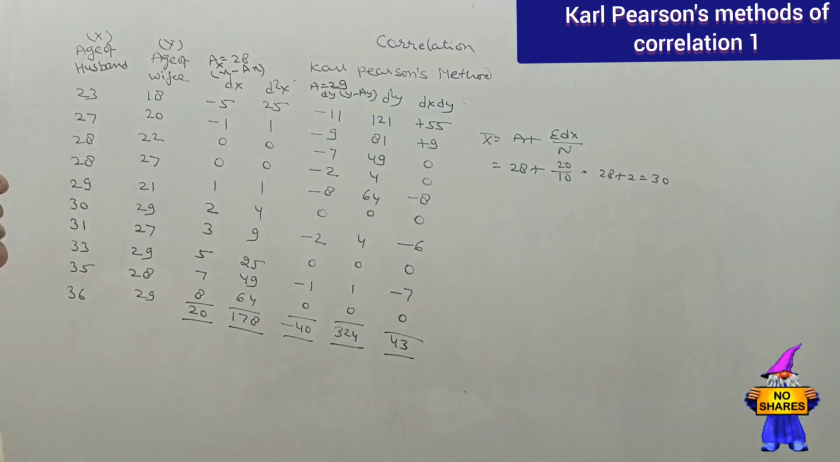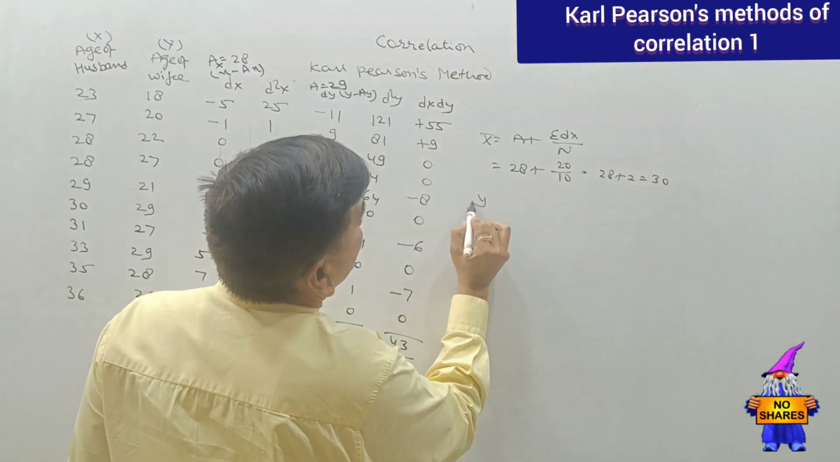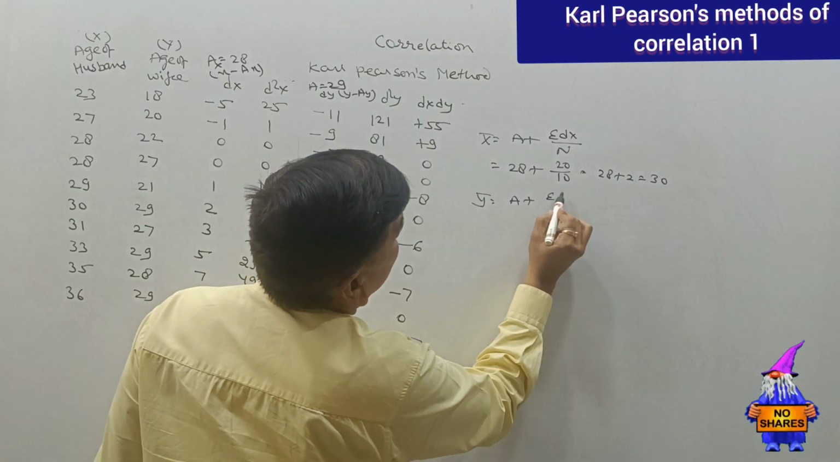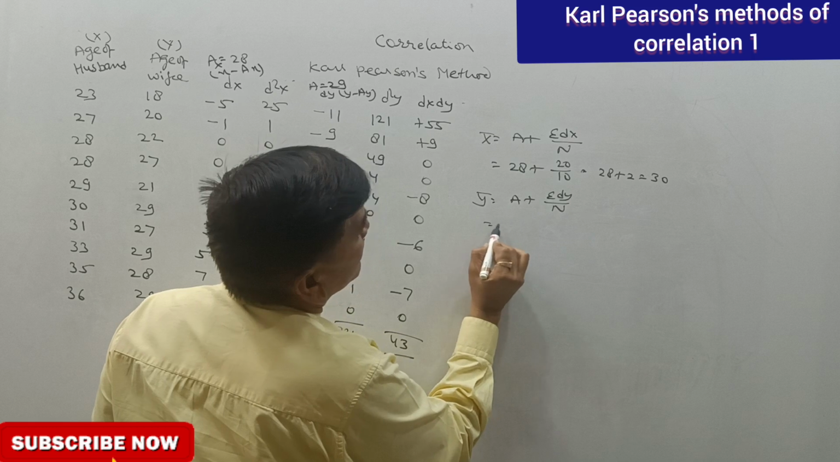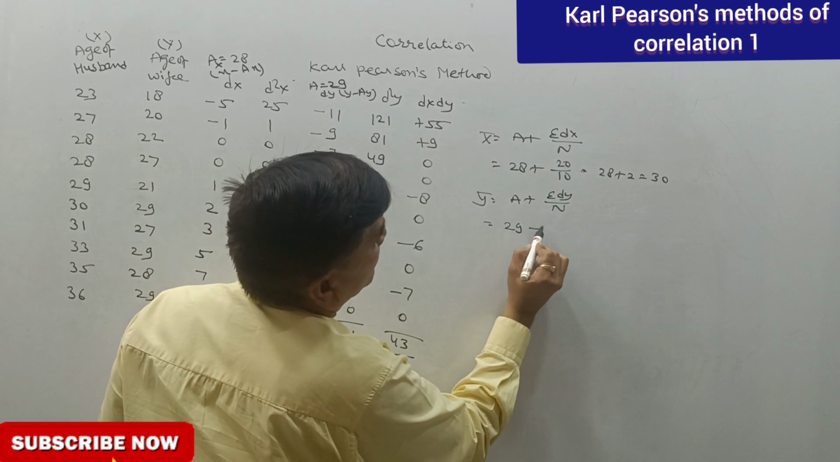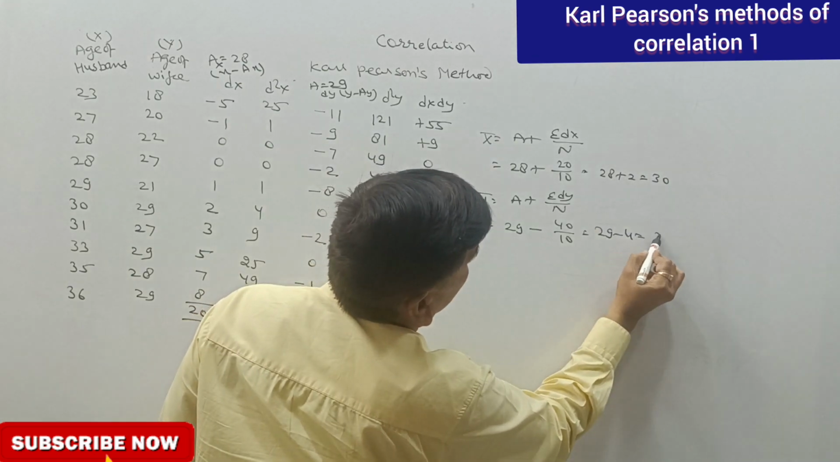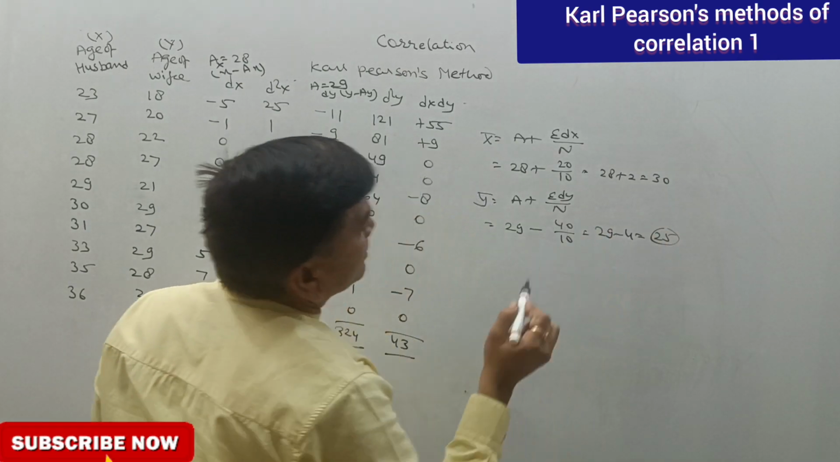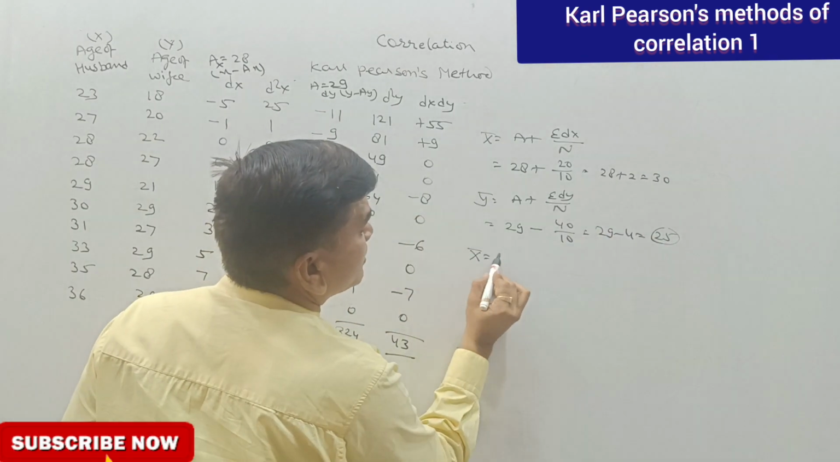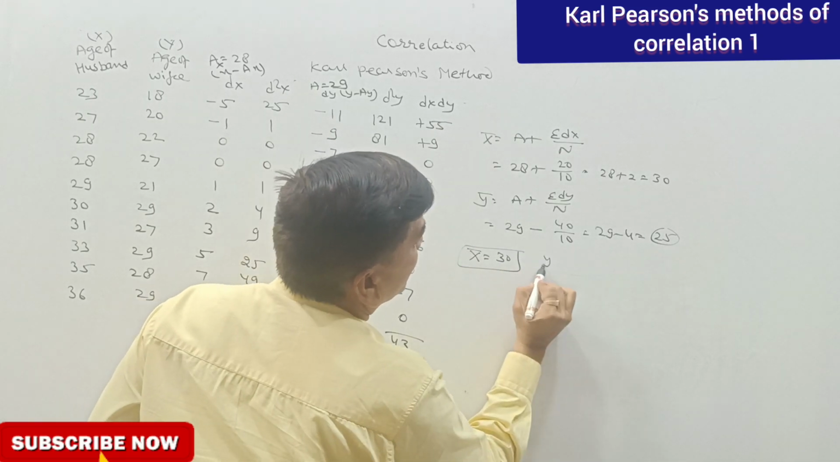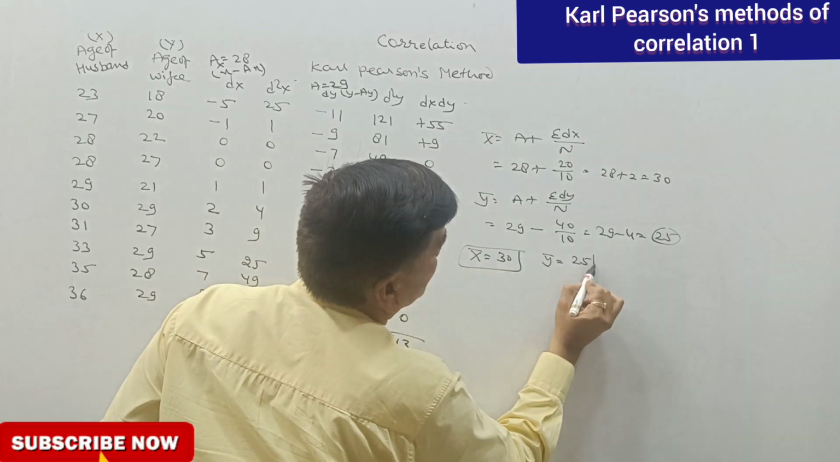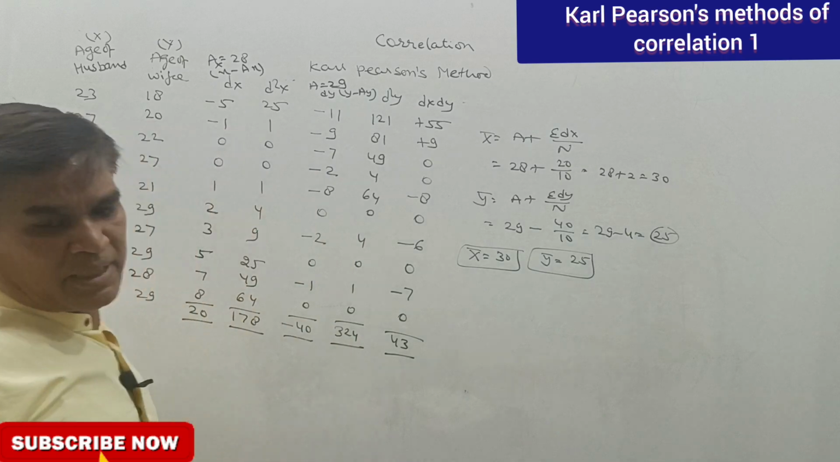Already we are having in this Y bar, that is assumed mean plus sigma dy divided by n. Assumed mean was 29 minus 40 upon 10, that is 29 minus 4, that was 25. So the arithmetic mean previously was 30, here also 30. Y bar is 25, here also 25.